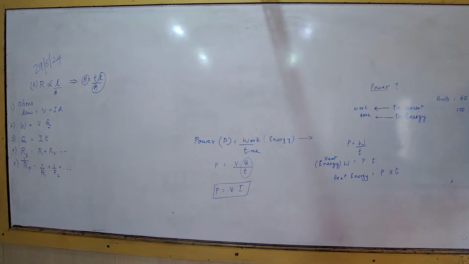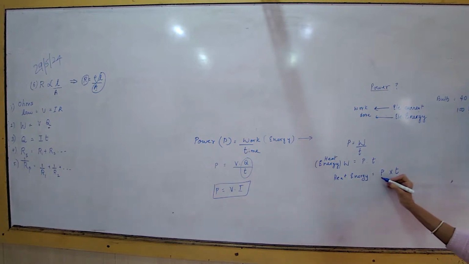The energy supplied to the circuit by the source in time t is equal to P into T. This is what we have done. What are we talking about? Energy which is supplied. We are supplying some kind of electrical energy which is getting converted into heat energy, which is equal to P into T. That is equal to VIT.